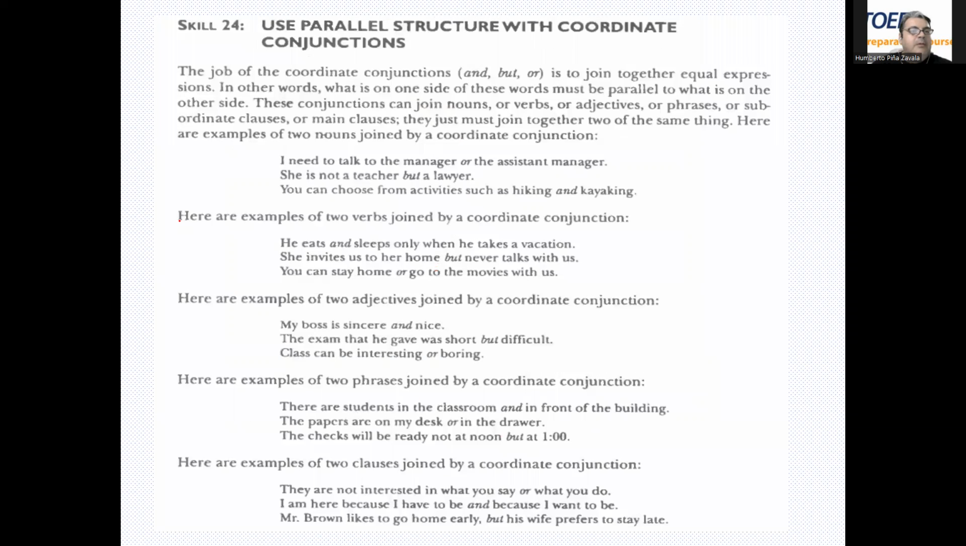So right now we're going to work with skill 24, use parallel structure with coordinate conjunctions. The job of a coordinate conjunction, and, but, or, is to join together equal expressions. What is on one side of these words must be parallel to what is on the other side. These conjunctions can join nouns, verbs, adjectives, phrases, or subordinate clauses, main clauses, but they must join together two of the same thing, right? That's the thing. They have to be of the same thing.